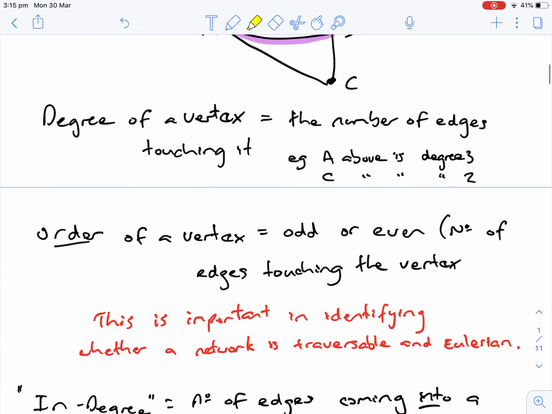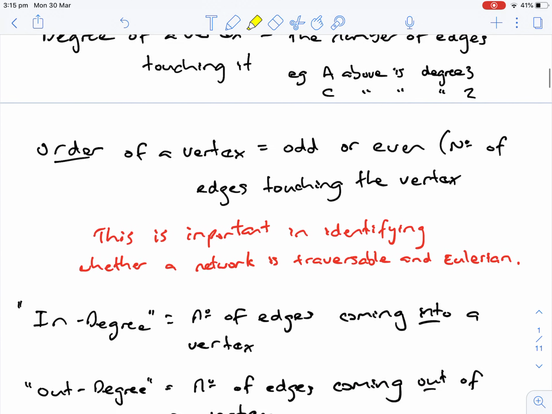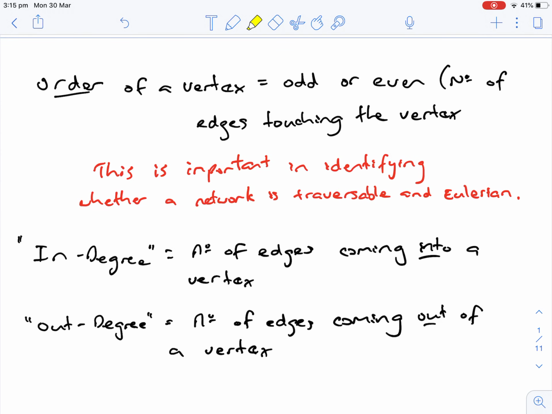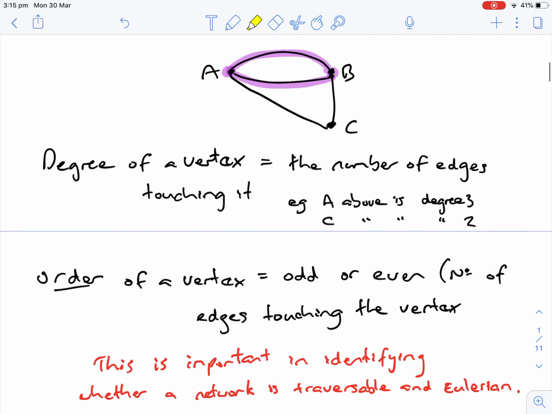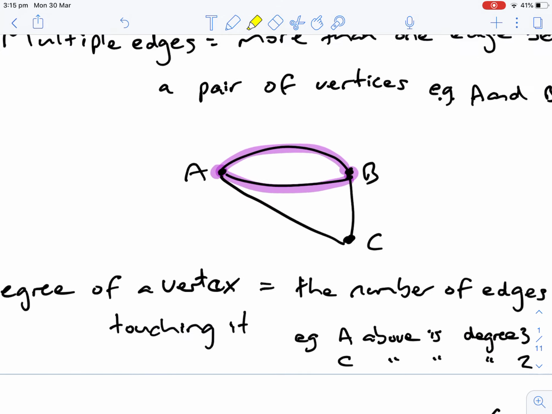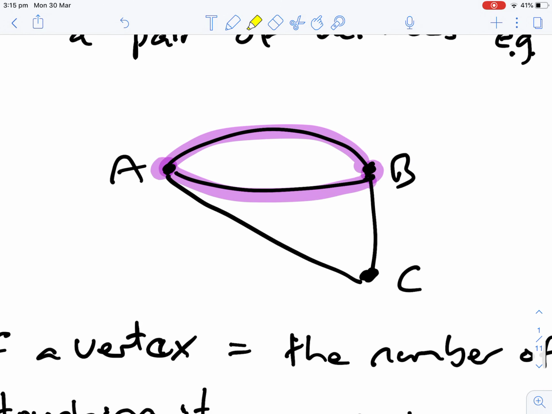The other thing we talk about, which is related to the vertices, is the order of a vertex. The order of a vertex is whether it's odd or even. We're talking about whether there is an odd number of edges attached to that vertex. It doesn't matter if they're coming in or out, it's just, is it odd, or is there an even number? This is going to be important down the track to work out whether a network is traversable and therefore also whether it is Eulerian.